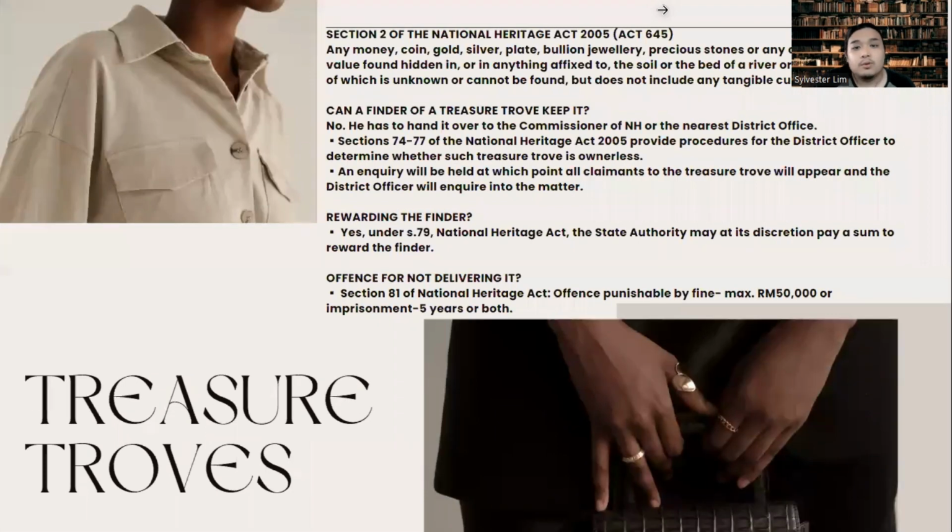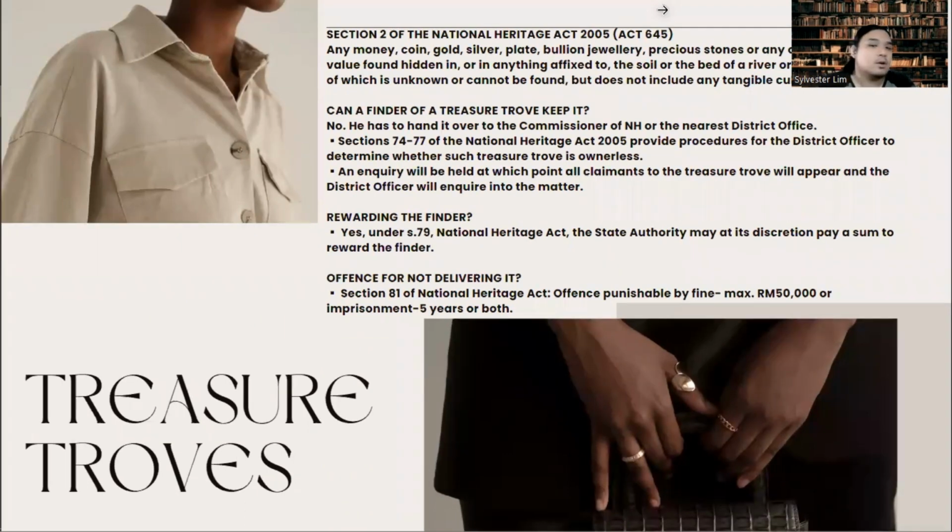Therefore, we will move to a bit more explanation of the statute. According to Section 2 of the National Heritage Act 2005, any money, coins, gold, silver, plate, jewelries or precious stones, or any objects or articles of value found hidden in any soil or river or sea, whose owner is unknown and cannot be found, is considered tangible cultural heritage. Now, can the finder of the treasure keep it?